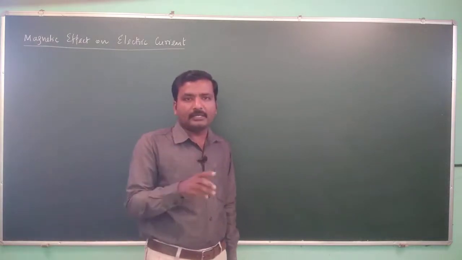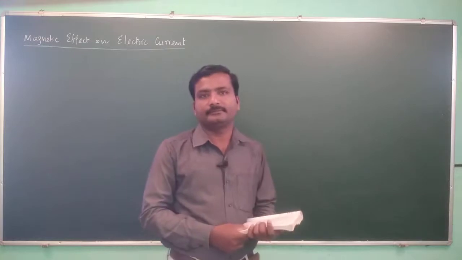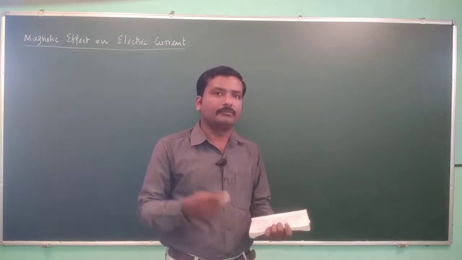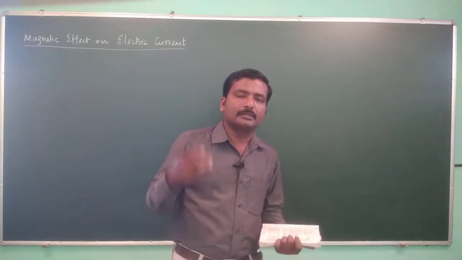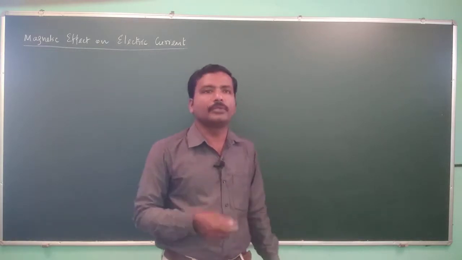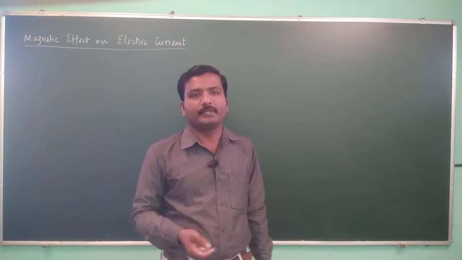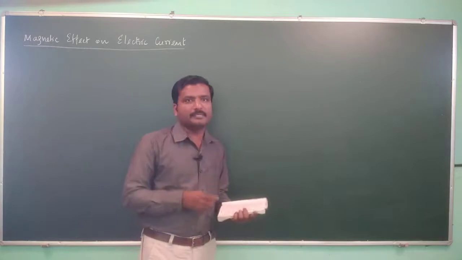A rectangular current loop is placed in the environment of a magnetic field. Now we are going to calculate the expression for the torque experienced by that current loop due to the magnetic field. For that we are going to apply the equation for force and Fleming's left hand rule.